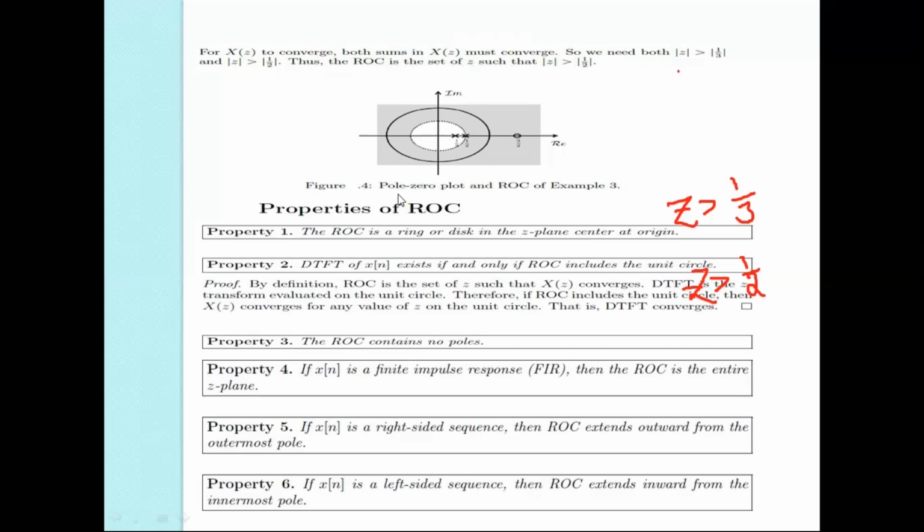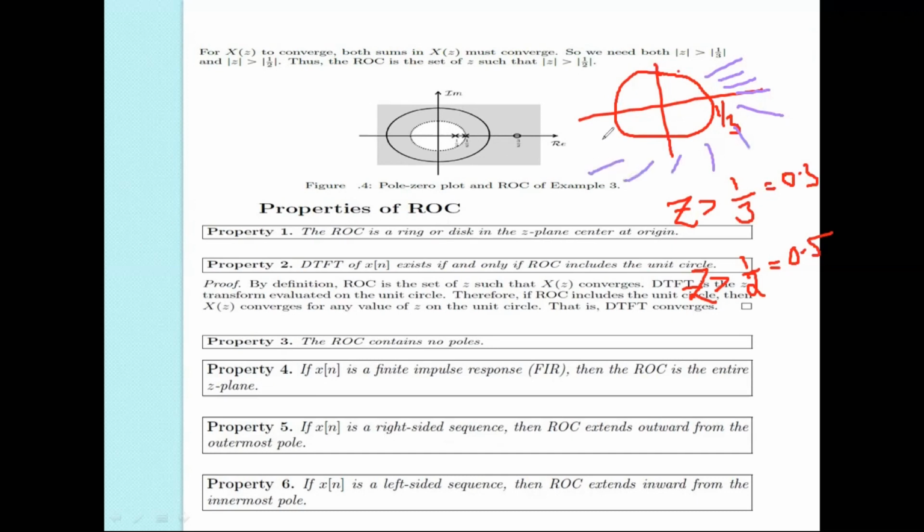Now the pole-zero plot and ROC of the example. I will show it here. For the ROC, if I write |z| is 1/3 here, that means a point around 0.3, and this one is 0.5333 something. |z| greater than 1/3 is outside the circle, the first one.